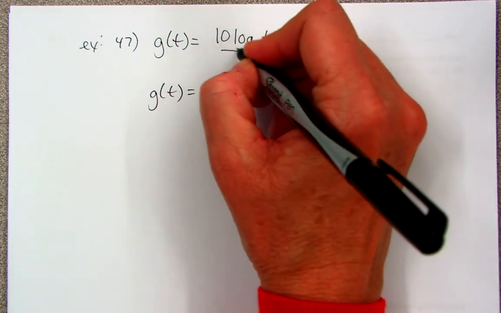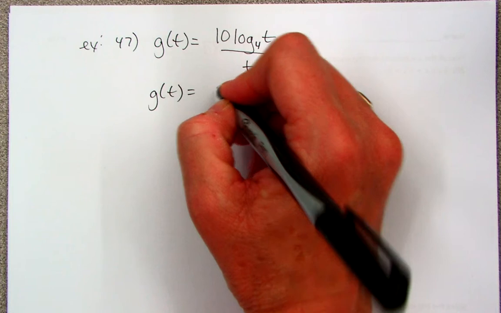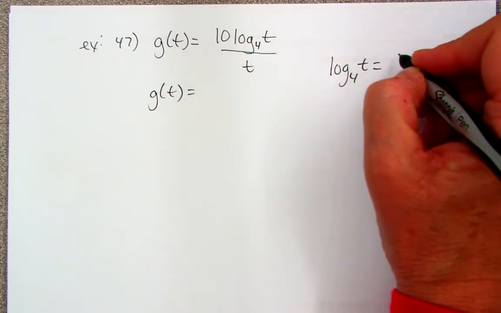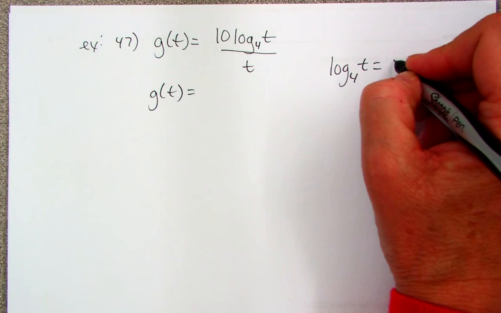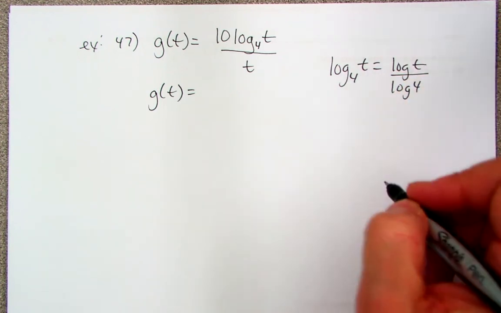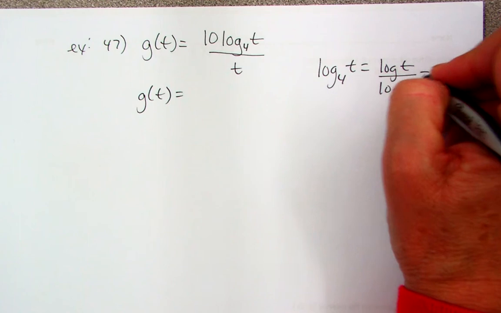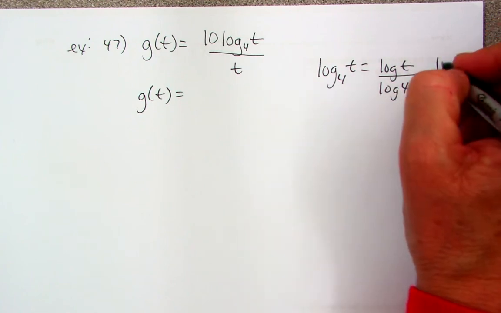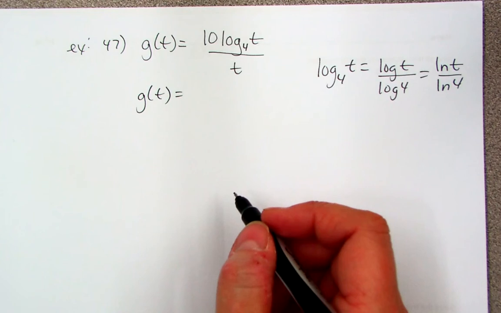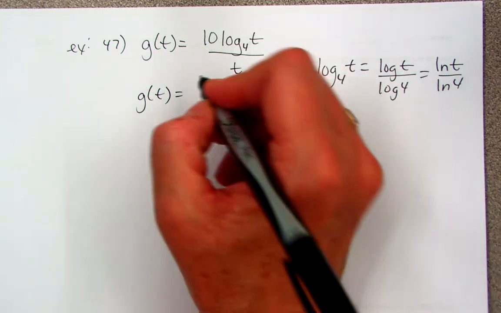Let's rewrite this piece here. Let's do a side note. Log base 4 of t equals, I can either write it as log t over log 4. That's what I would use if I want to put it in my calculator. It doesn't matter if I use log or natural log, so let's go ahead and take that piece and write it with natural log.